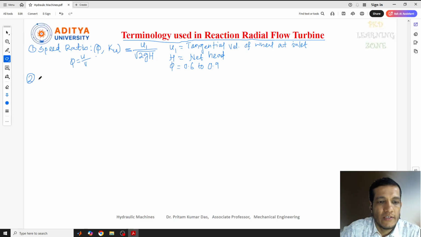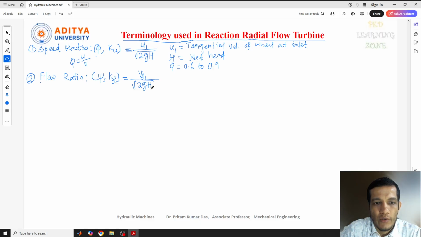The next one is the flow ratio. The flow ratio is denoted by two terminologies again: one is psi, and sometimes it is written as kf. The flow ratio is defined as the ratio of the flow velocity at the inlet condition, Vf1, to the velocity of the given fluid, which again is root over 2gh.